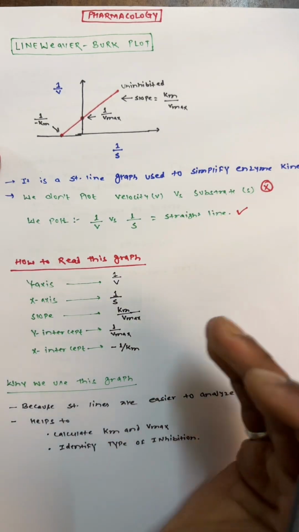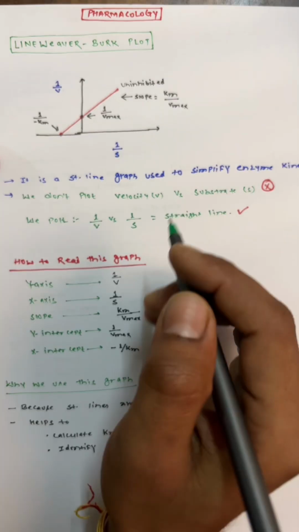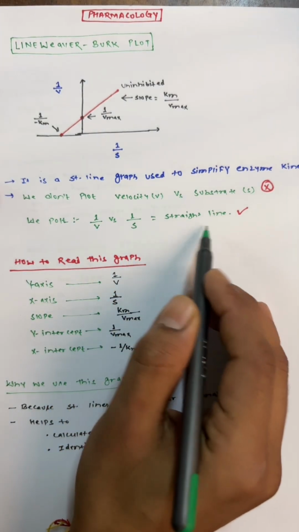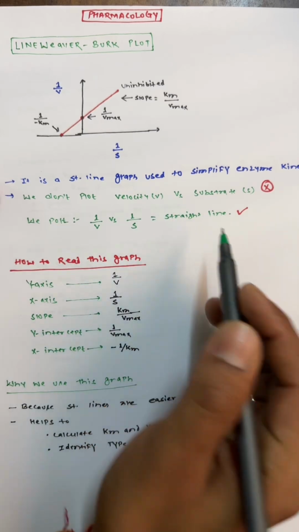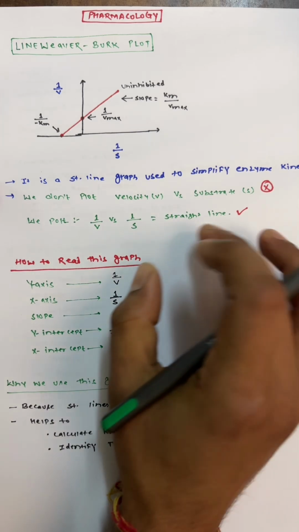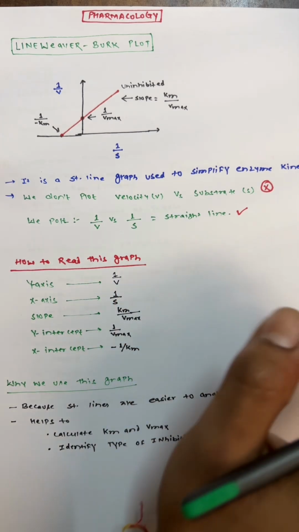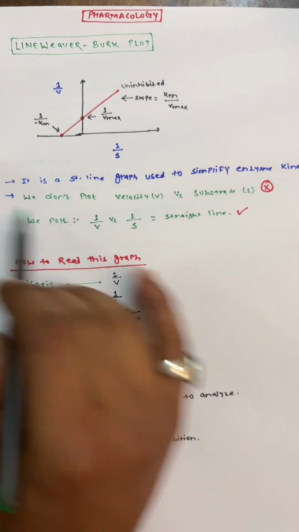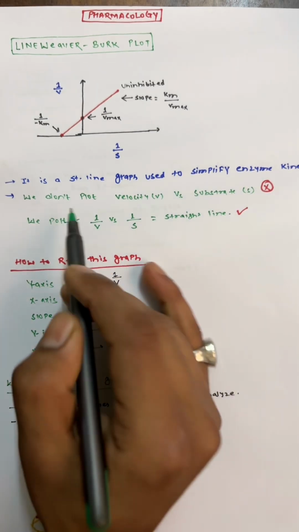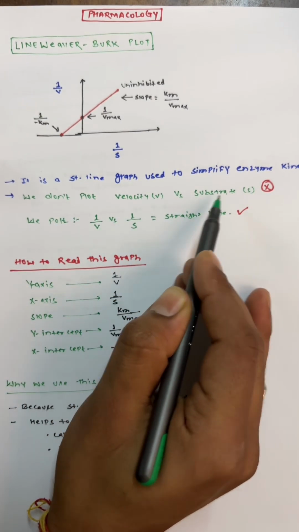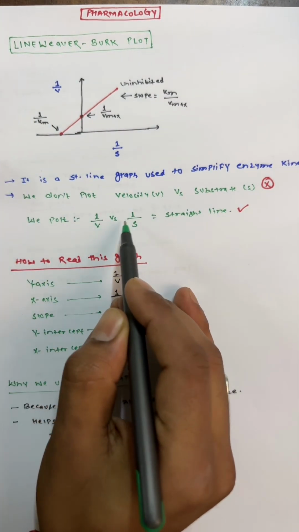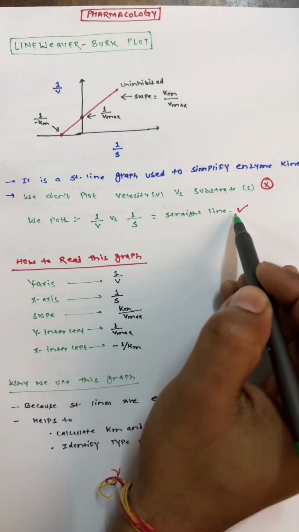Instead of plotting V versus S, we plot reciprocals, that is 1 by V versus 1 by S, and it gives a straight line. We are using the formula y equals mx plus c, the equation of a straight line. So it is a straight line graph used to simplify enzyme kinetics. We don't plot velocity versus substrate in this. We plot 1 upon V versus 1 upon S, which gives us a straight line.